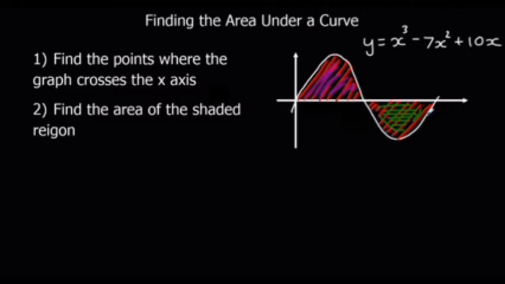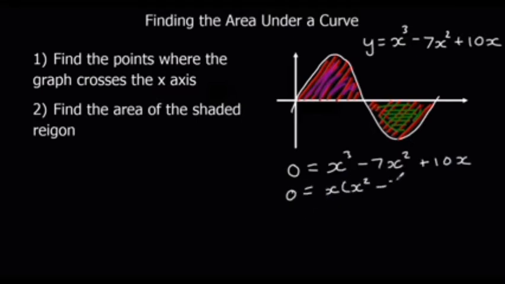So the first point is we need to find the points where the graph crosses the x-axis. So it crosses the x-axis when y equals 0. So we'll make y equal to 0 first, and then we will solve it by factorizing. So we'll factorize out an x first, and then we'll put the bracket into two separate brackets. What multiplies to make 10 and adds to make negative 7? That would be x minus 2 and x minus 5.